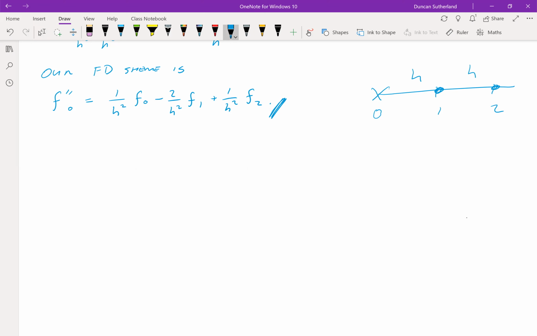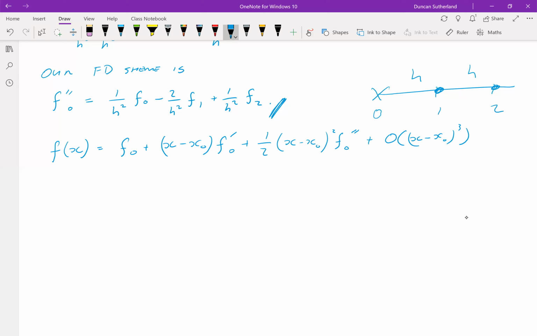So recall that we did this by Taylor series. We wrote down a Taylor series for f of x at x naught. So let's just do that again. f naught plus (x minus x naught) times the first derivative at naught, plus 1/2 (x minus x naught) squared times the second derivative. Right, and this is where we stopped. We neglected things of third order, that looks like this, right? We just said, okay, that's the higher order term.